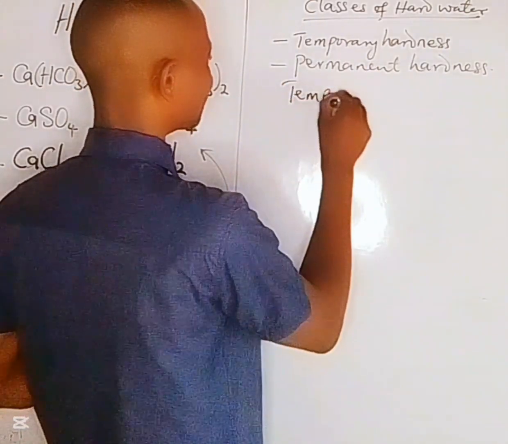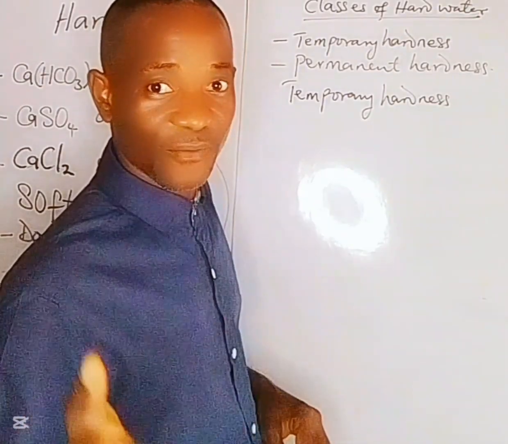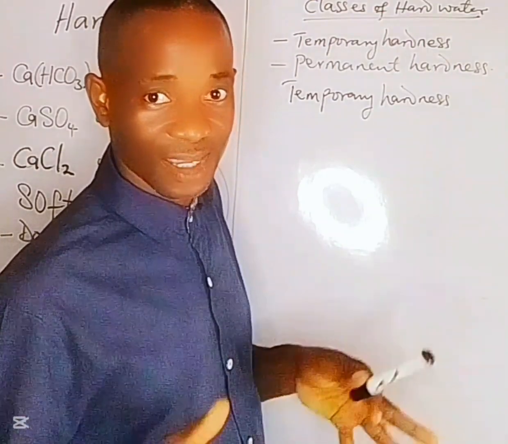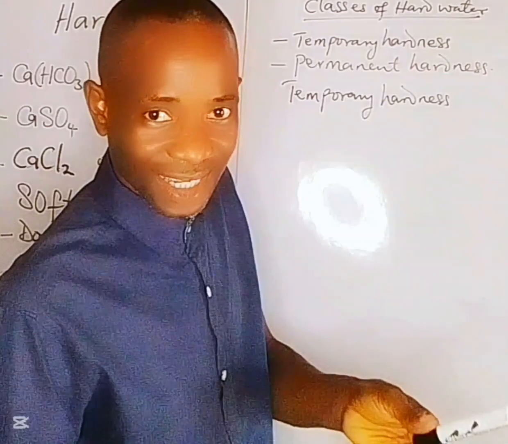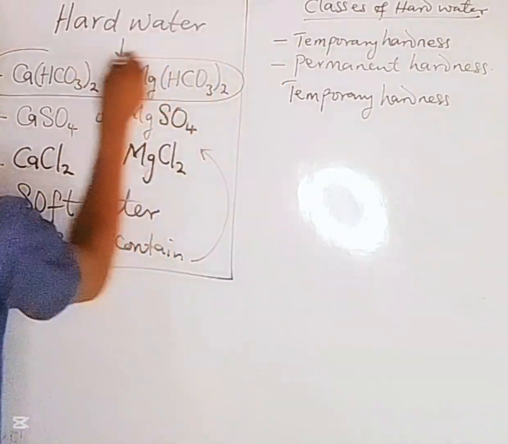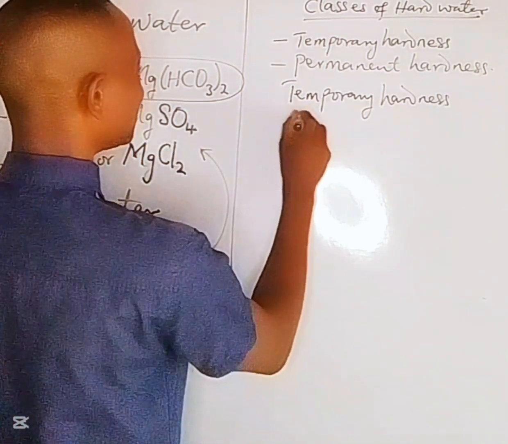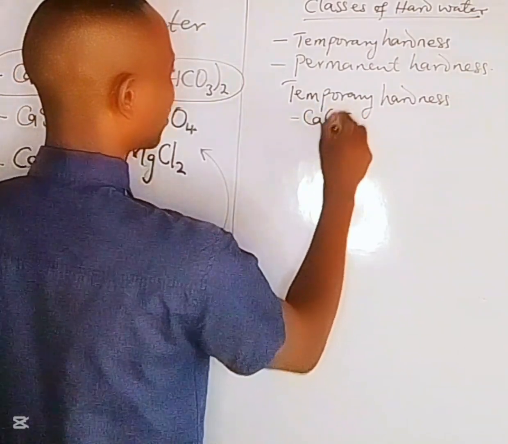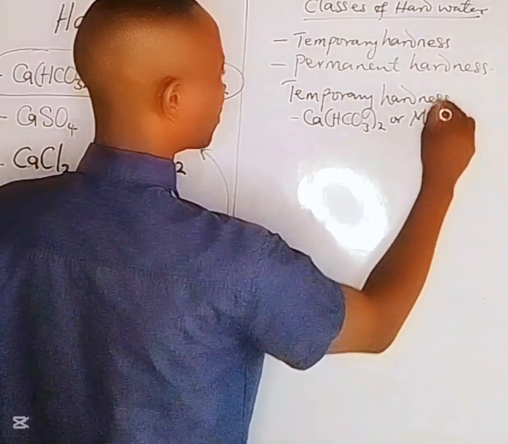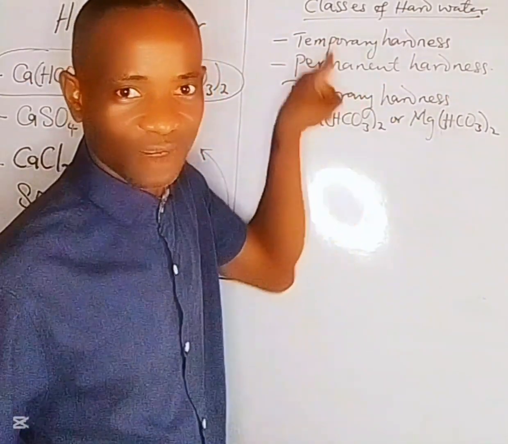Temporary hardness contains calcium or magnesium ions in form of hydrogen trioxocarbonate, and these compounds can easily decompose when heated. That is why the temporary hardness can easily be removed by boiling. So for water to be temporarily hard, it must have calcium hydrogen trioxocarbonate 4 or magnesium hydrogen trioxocarbonate 4. Now, for you to remove this, destroy this, you must boil the water.